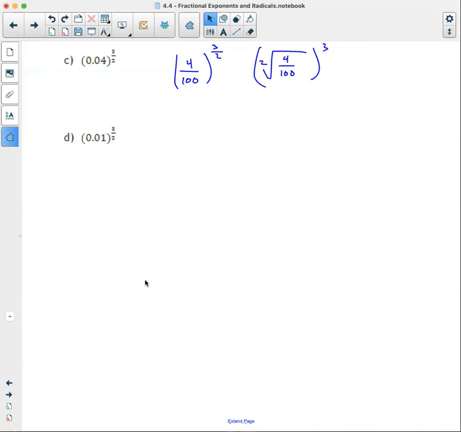Remember, anytime you are taking the square root of a fraction, we should take the square root of the numerator and the denominator first. That equals the root of 4 divided by root of 100, cubed. Square root of 4 is 2. Square root of 100 is 10 to the exponent 3.